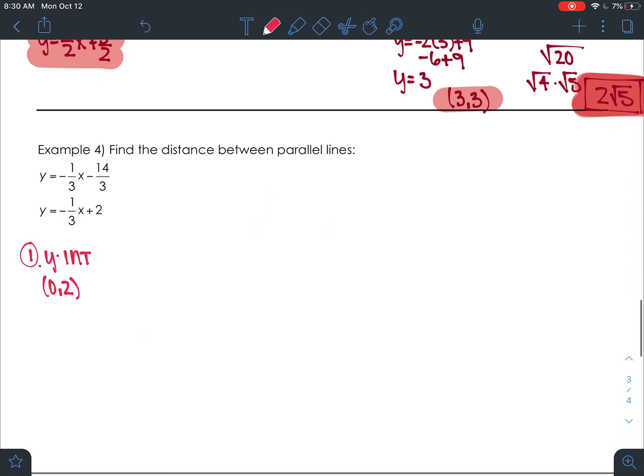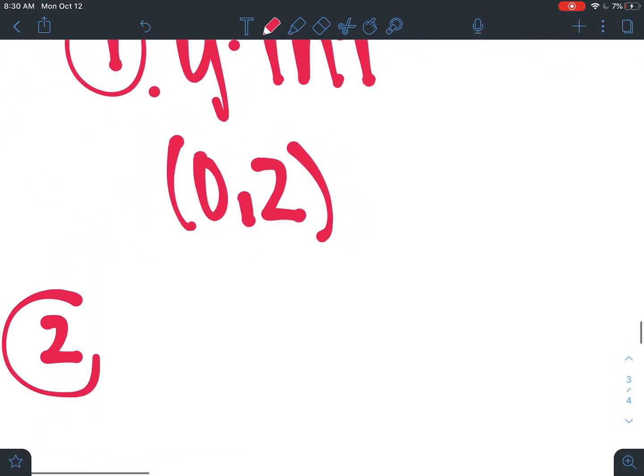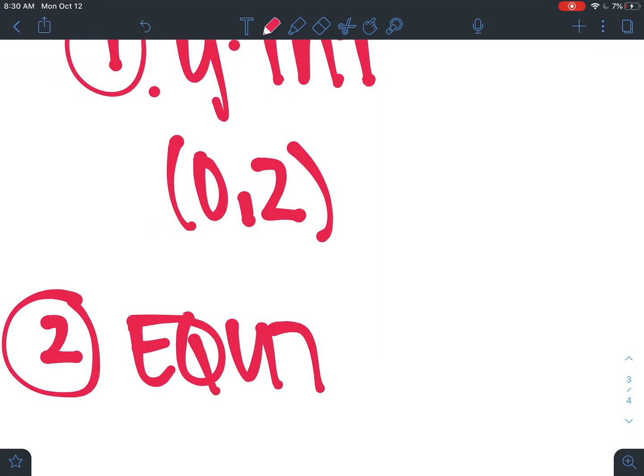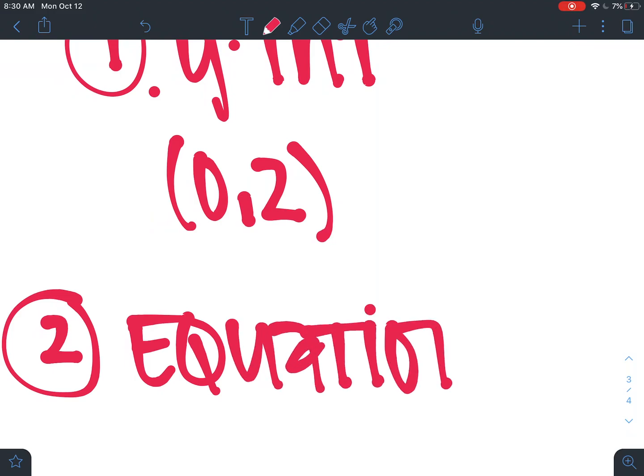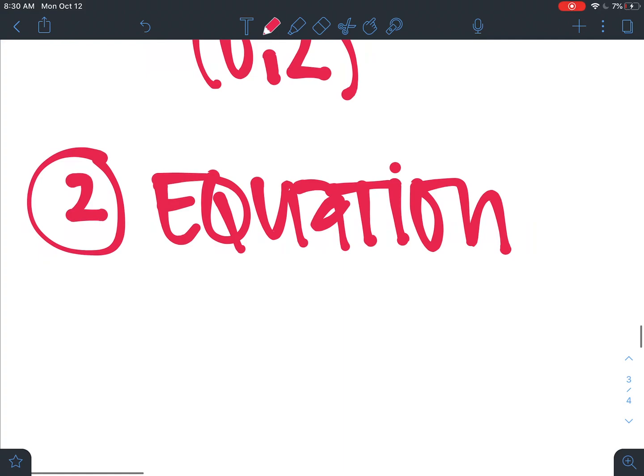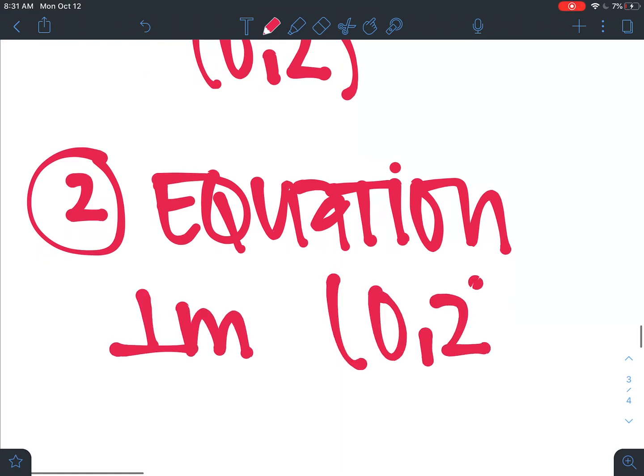All right, second step is we need to write the line that is perpendicular to those lines but passes through that y-intercept. So we need to write the equation that is perpendicular, so it has a perpendicular slope, and passes through that y-intercept of (0, 2).